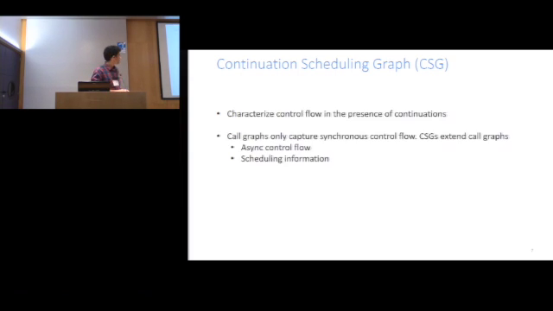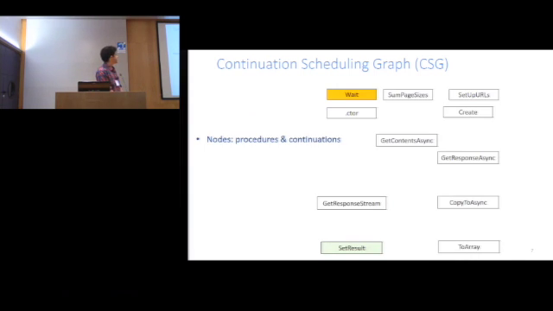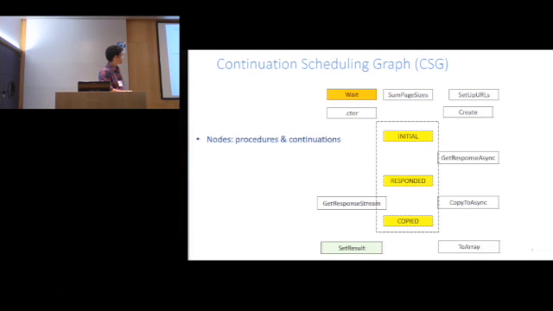So the first step in our solution approach is to build this program representation called the continuation scheduling graph. So as I mentioned earlier, they extend call graphs by capturing asynchronous control flow and scheduling information. So for our example, we start out with nodes that look similar to the nodes in a call graph, except that asynchronous nodes representing asynchronous procedures are expanded out to show all their continuations explicitly. Then we add these synchronous call edges, which are standard. I mean, the semantics are exactly the same as in call graphs.